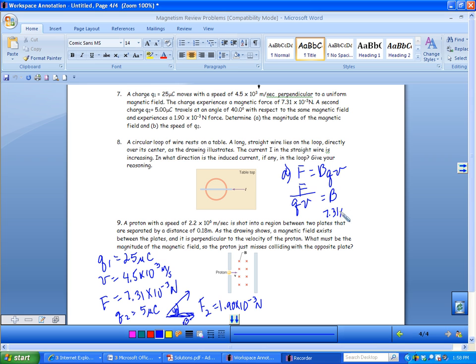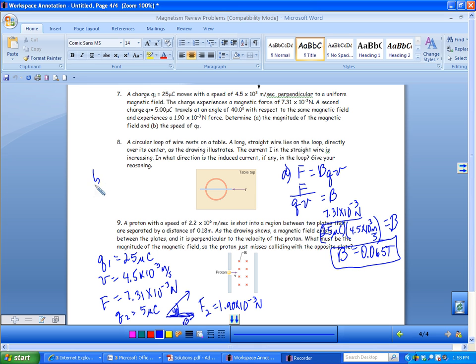7.31 times 10 to the minus third newtons. Q told me was 25 microcoulombs. And V was 4.5 times 10 to the third meters per second. So that should allow me to solve for B. And then when I did that and solved for B, I got 0.065 Tesla.